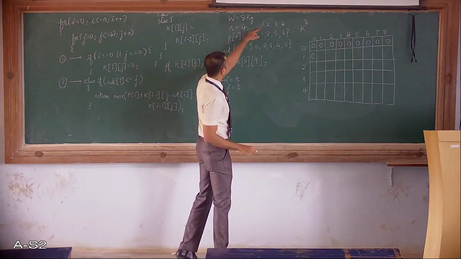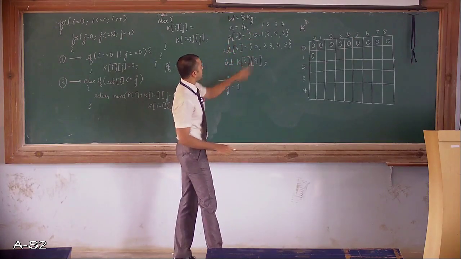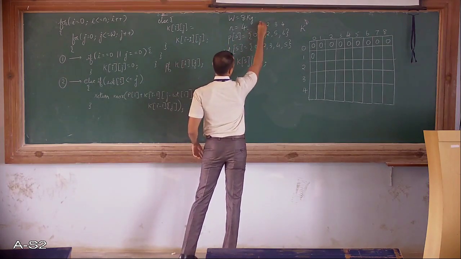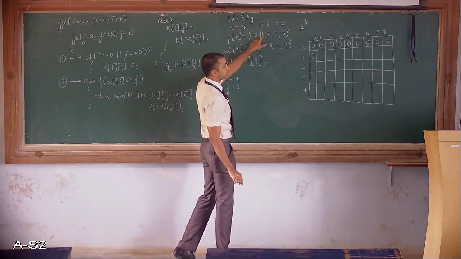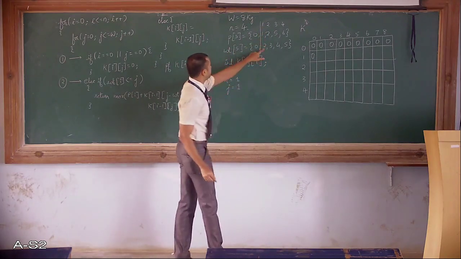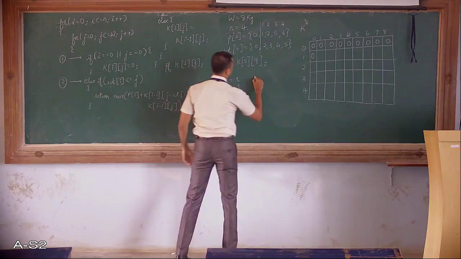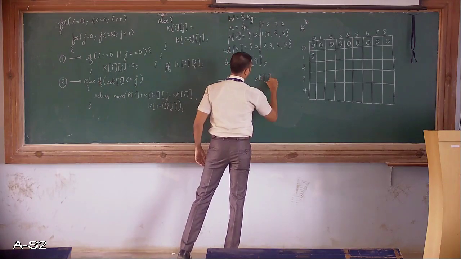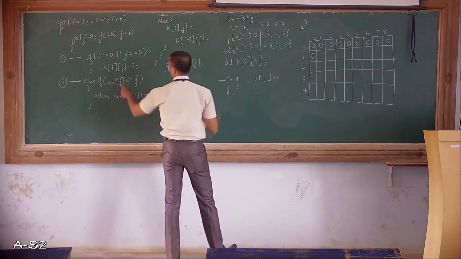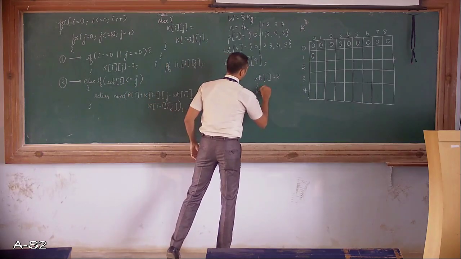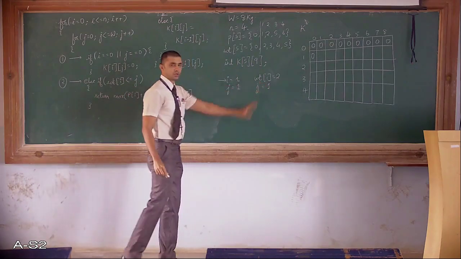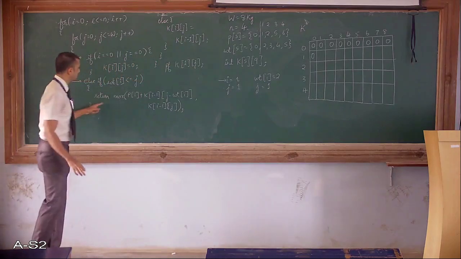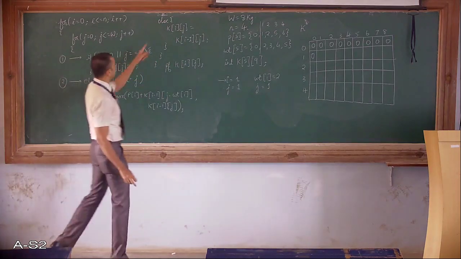Here, these are profits. These are weights. This is the first object from here. What is the weight of the first object? 2. So weight of 1 is equal to 2, less than or equal to j. J value is 1. Is 2 less than or equal to 1? Condition is false. This formula will not run. It will go to the else part.